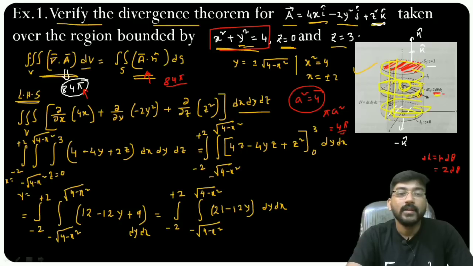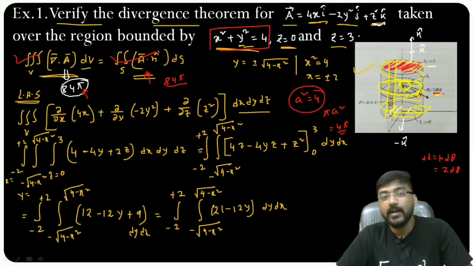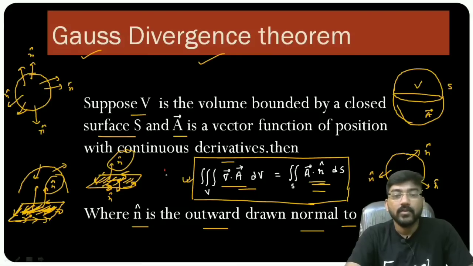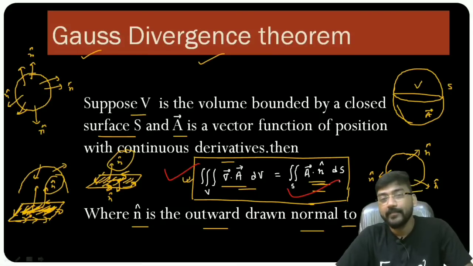So you can easily tell the integral of divergence A dV is equal to the integral of A dot n cap dS, and this is nothing but the divergence theorem, the Gauss divergence theorem. So it is verified now. You can see the Gauss divergence theorem. Okay, so thank you.